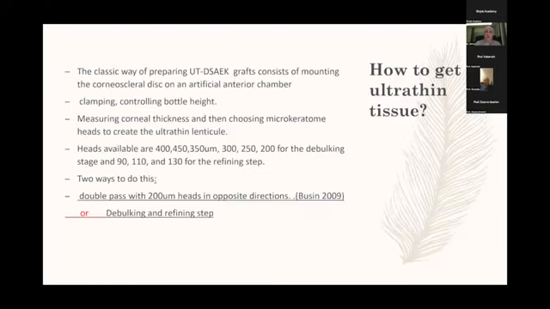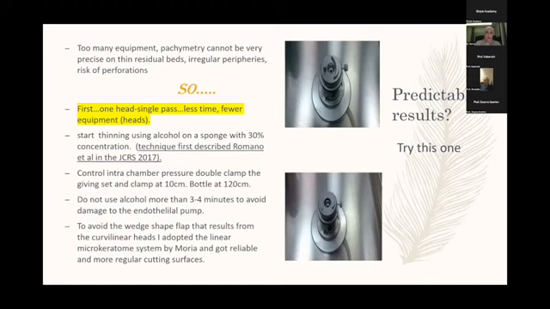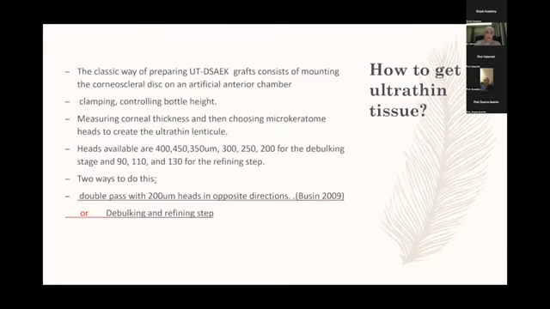Now, how to cut an ultra-thin tissue? Usually the classical way of preparing an ultra-thin graft consists of mounting this corneoscleral disc on an artificial anterior chamber. We clamp, control the bottle height, we measure the corneal thickness, and we choose the microkeratome head. And we have more than one way. The heads are available in many thicknesses. We have the 400 micron, the 450, 350, and you go down in size. And then you have the debulking heads, the 90, 110 and 130. This is a refining step.